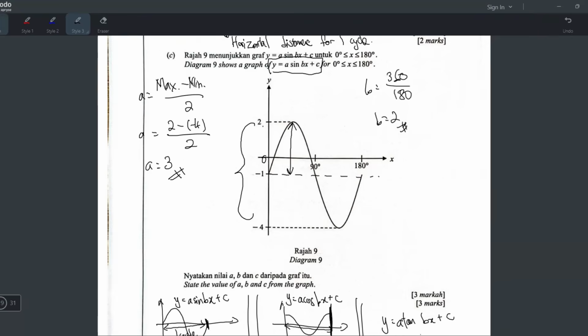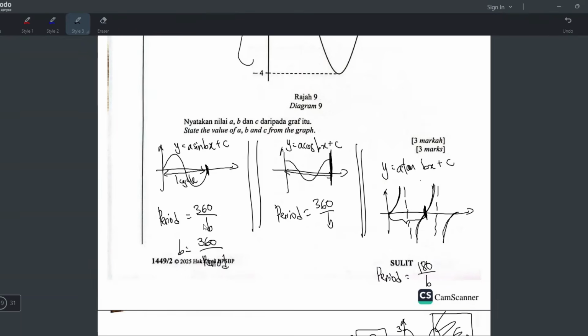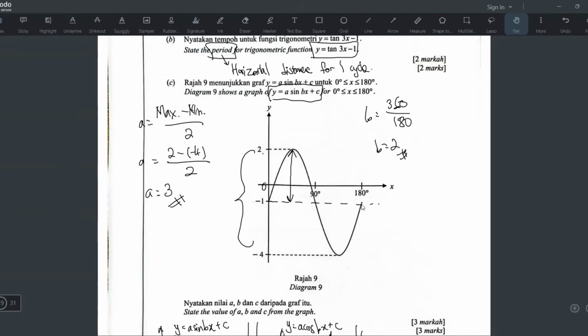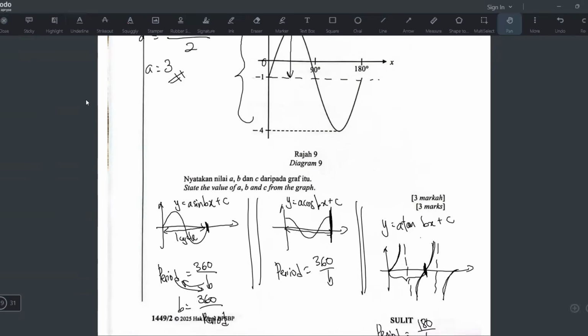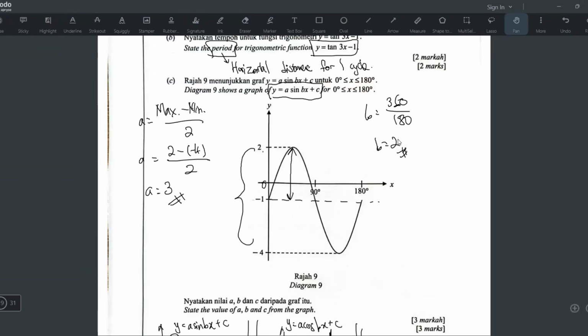Because I told you, the period formula will be 360 divided by B. So if I want to find B, it will be 360 divided by period lah. Because this one can move up and become multiplication, and this one can send down and become division. So to get the B value, you simply take 360 divided by period. And in this case, the period is 180, because for a sine graph, this is one cycle. So the period will be here. So the B will be 2.